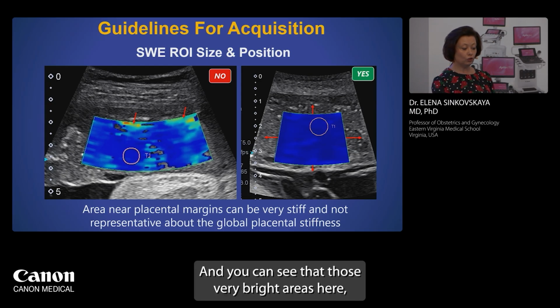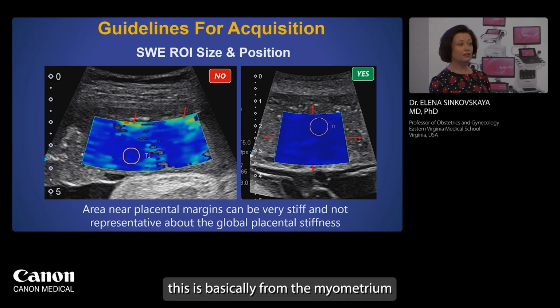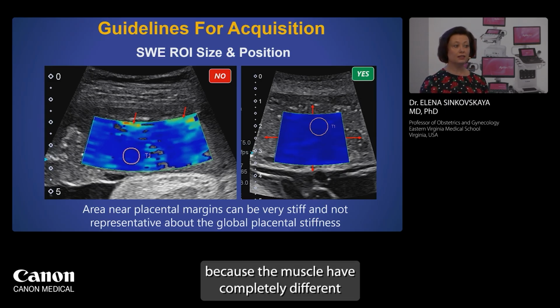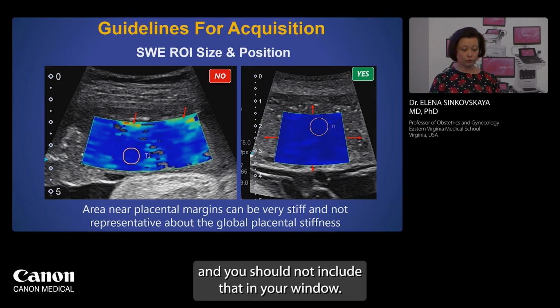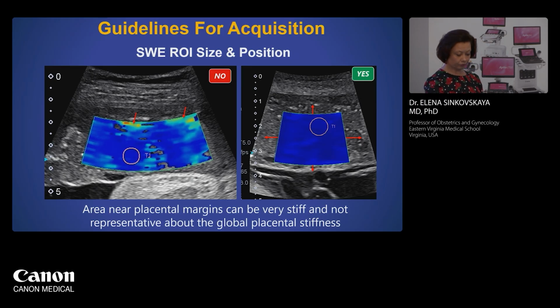And you can see those very bright areas here, this is basically from the myometrium, because the muscle has completely different acoustic properties in comparison to the placenta, and you should not include that in your window.